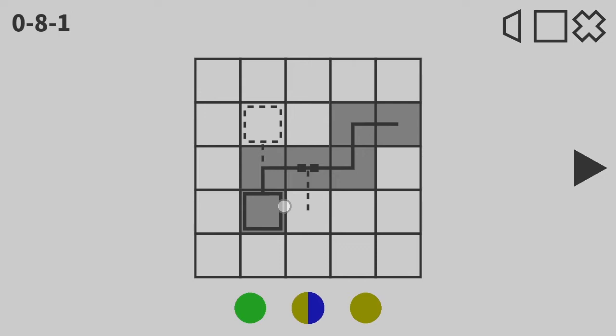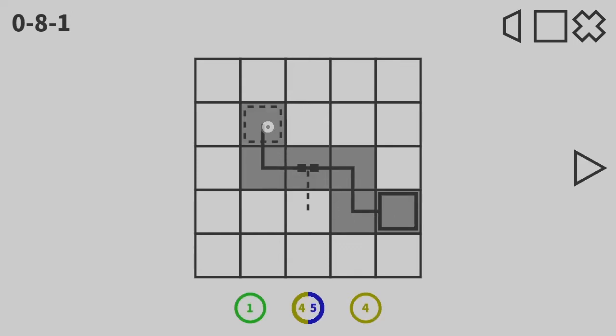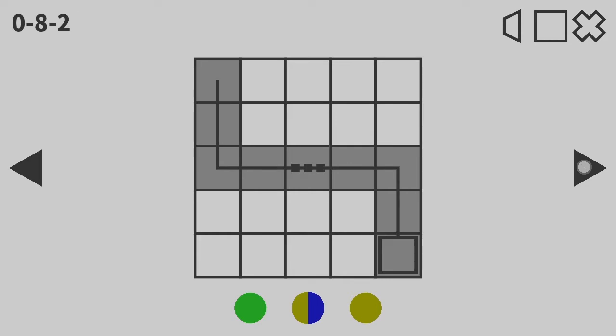I don't understand. I don't understand. I don't understand how to do this puzzle. 2, 3.